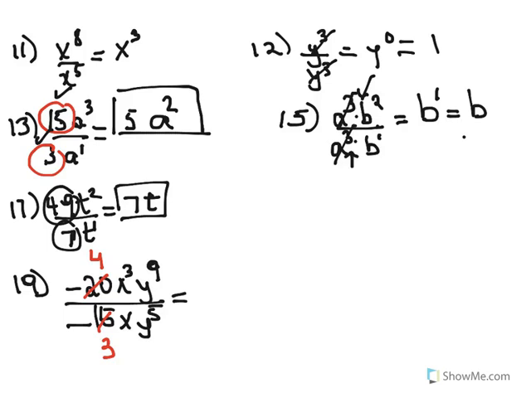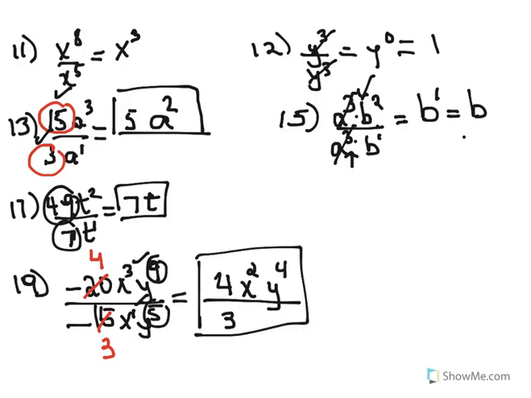So remember, when we have a negative divided by a negative, I'm going to have a positive. So I'm going to have a 4 and a 3. No more negative signs because I have a negative and a negative. Remember that this x has an exponent of 1. So this x is going to go 3 minus 1 is 2. And then the y is going to have 9 minus 5 is 4. So that is the answer for problem number 19.